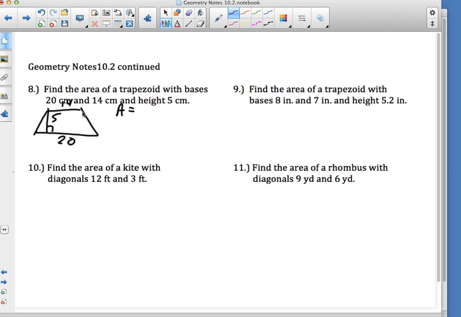So the trapezoid formula hopefully is recalled. One half times (B1 plus B2), make sure you put it in parentheses, times H. 20 and 14 is 34, half of that is 17, times height. 17 times 5 gives us 85 centimeters squared.